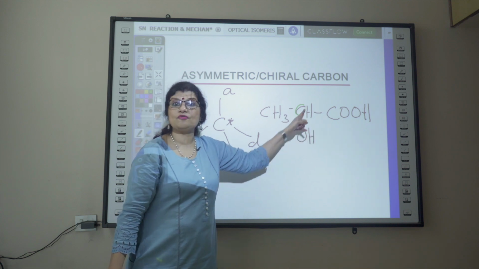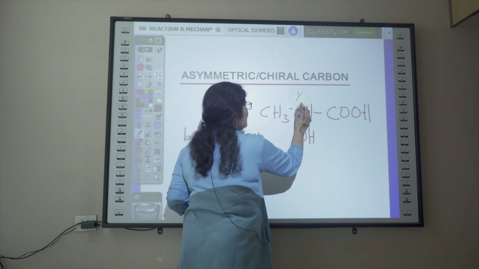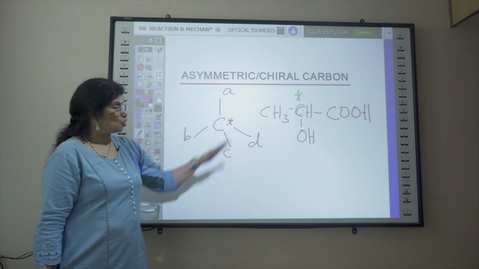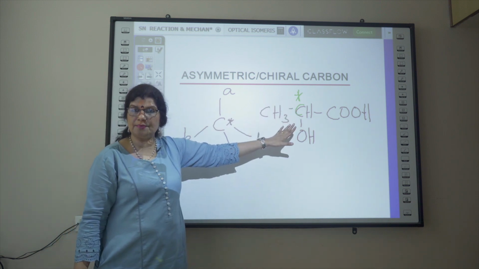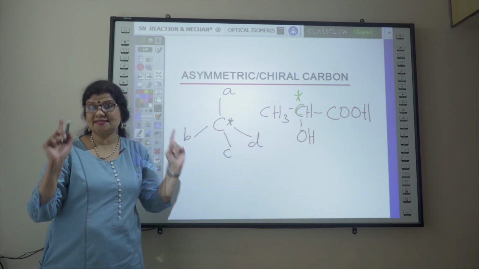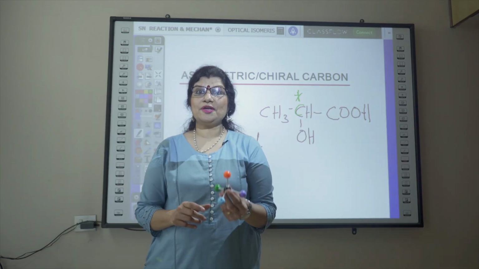Need not be atoms alone, 4 different groups. Therefore, this carbon atom is a chiral carbon or an asymmetric carbon. Okay, so compounds which possess an asymmetric carbon or a chiral carbon will show optical isomerism, but there are exceptions which are not required to be discussed here. Now let me explain this by using a model.